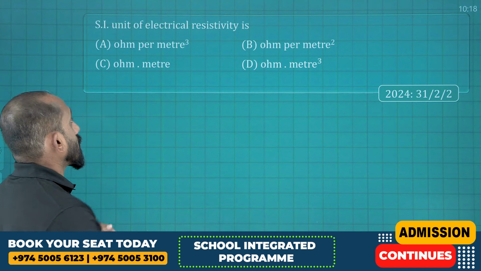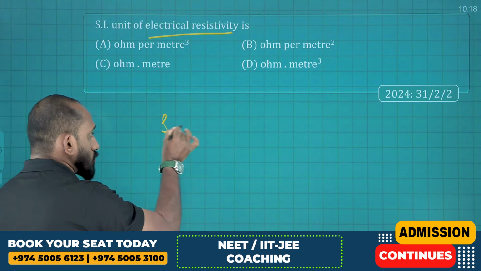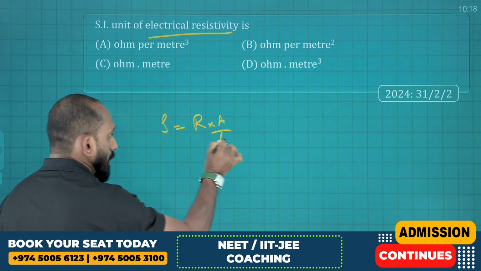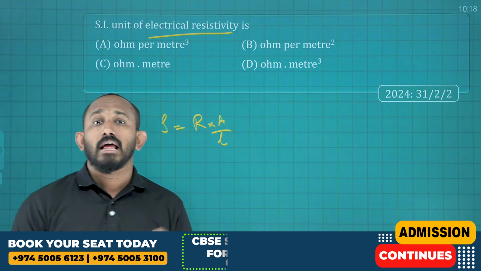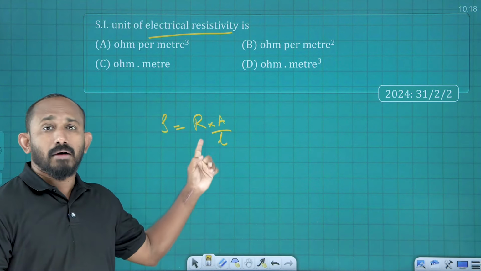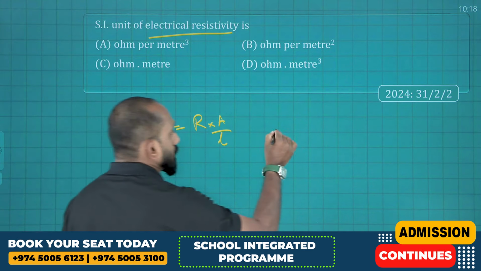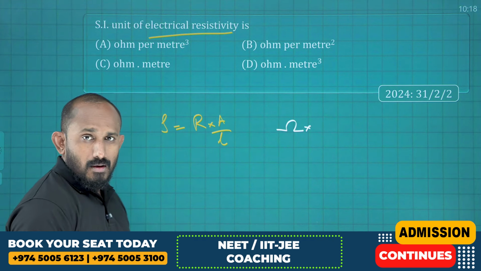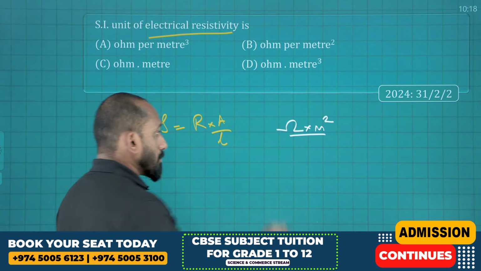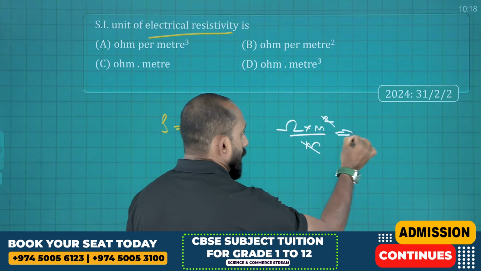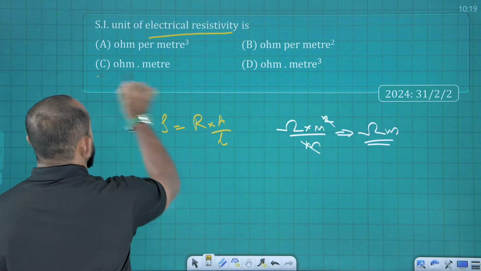The SI unit of electrical resistivity is, one of the easy questions. For electrical resistivity, we know rho is equal to R into A divided by L, where R is the resistance of the conductor, A is the area of cross section, and L is the length of the conductor. If you substitute the units of each one, R has the unit ohm, area of cross section has the unit meter square, and length L has the unit meter. If you calculate it, we get ohm meter. So the final answer is ohm meter. C is the correct answer.